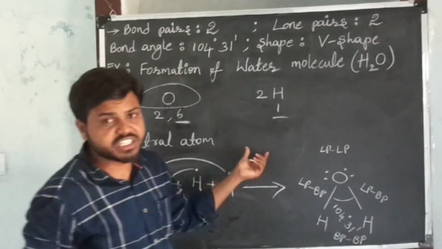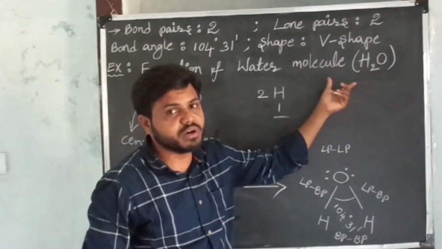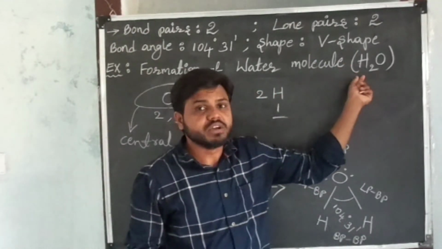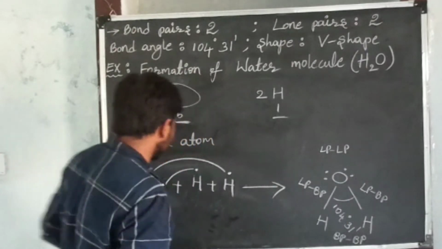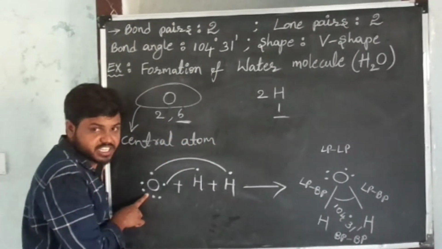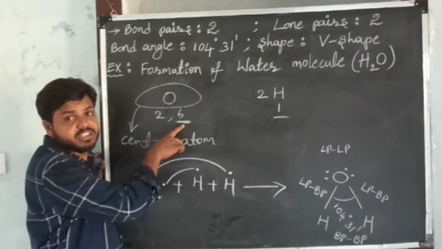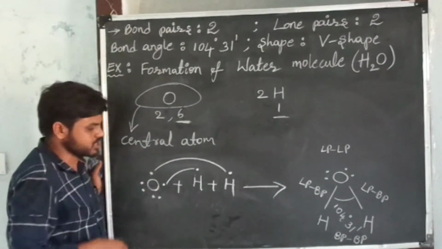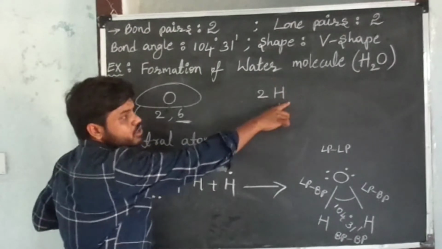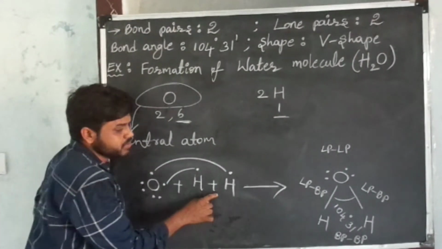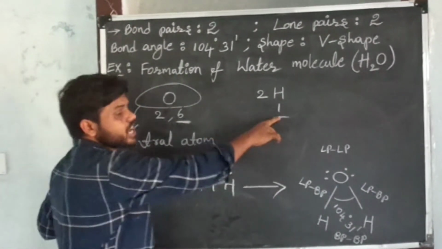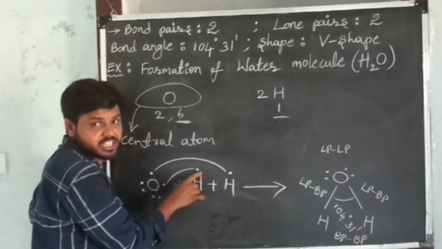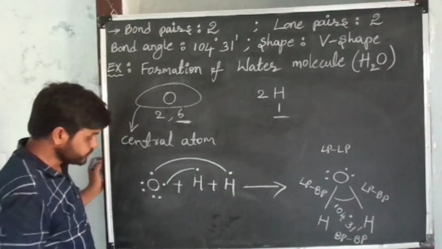By using Lewis dot symbols, we can draw the structure of water molecule. In this water molecule, 3 atoms are there: 2 are hydrogen atoms and 1 is oxygen atom. First, write the symbol of oxygen. In this oxygen, 6 valence electrons are there. Place the 6 valence electrons around the symbol of oxygen. In the molecule 2 hydrogens are there, so write the symbols of 2 hydrogens. In each hydrogen 1 valence electron is there. Place that 1 valence electron as it is above the symbol of hydrogen.